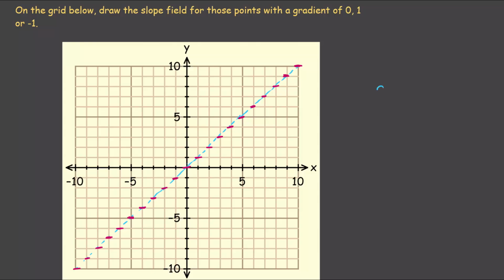Now remember, we had dy/dx was x take away y. So, for example, at negative 3, negative 4, we would have a gradient of 1. So negative 3, negative 4 is here. We would have a gradient of 1. And that's going to be the case all the way along a line here where the y value is 1 less than the x value.